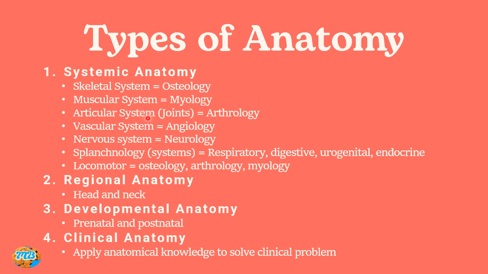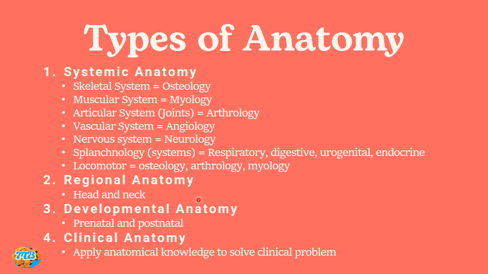The articular system is not as common knowledge as, let's say, the skeletal or the muscular system. So that refers to joints, and arthro is the prefix for that. Angiology, angio is the vascular system, blood vessels. Neurology, sphygmology is the study of systems, like the ones highlighted here. The locomotor systemic anatomy basically means anything that involves movement. So we have the study of bones, the study of joints, the study of muscles.